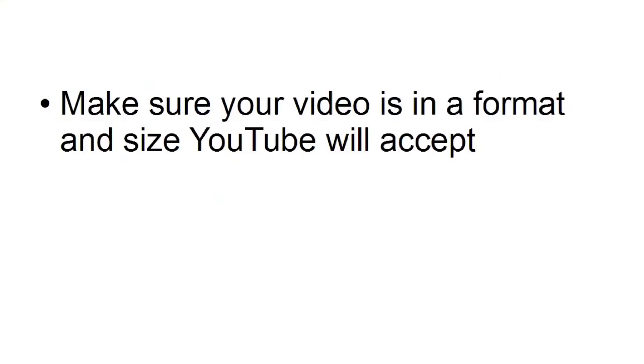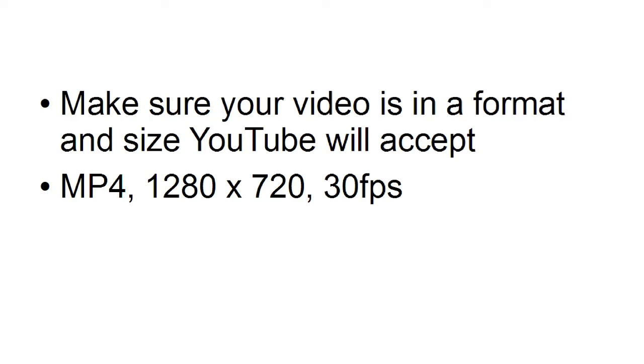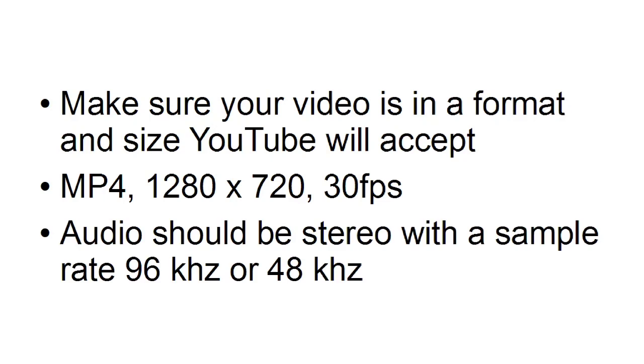Whichever type of video you choose to make, you must make sure that it's in a format and size that YouTube will accept. Now, at the time that I'm making this video, their recommended settings are an MP4 file at 1280 by 720 pixels at 30 frames per second. The audio should be in stereo with a sample rate of 96 kilohertz or 48 kilohertz.